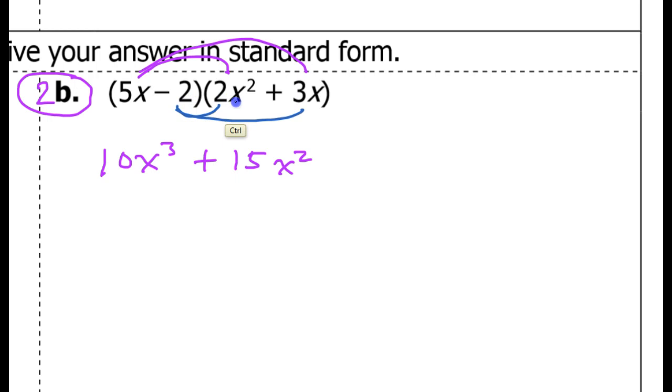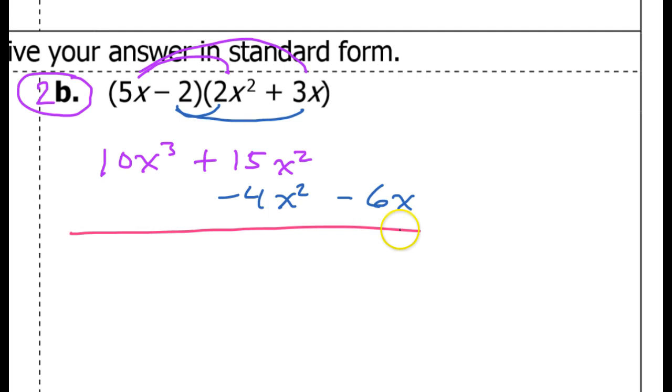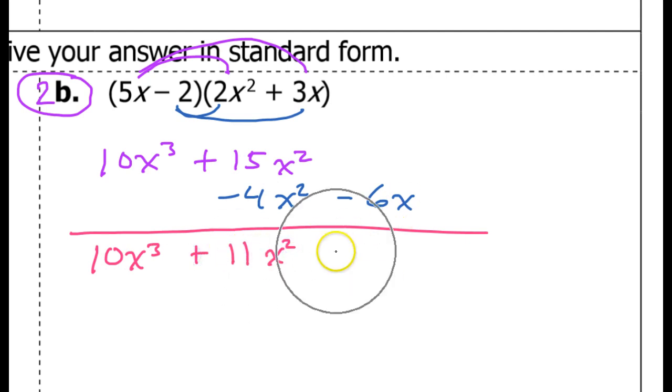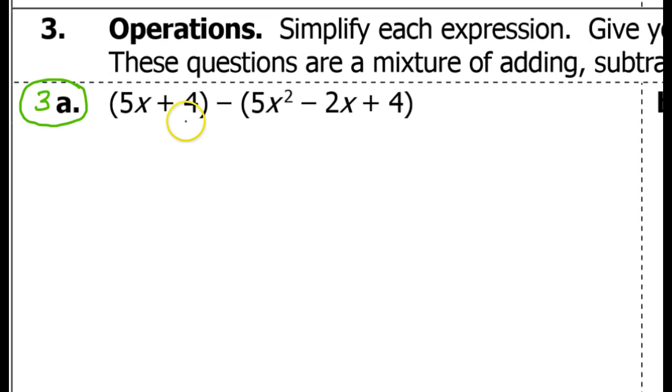So next I need to distribute this -2. So -2 times 2x is going to be -4x squared. Notice how I line up my like terms. These are like terms. And then I will have -2 times 3x, which will make -6x. Finally, I will combine my like terms. No like terms here, so this will be 10x to the third power. If I combine these, that's going to be positive 11x squared, and then I'll just bring down the -6x for the final answer.